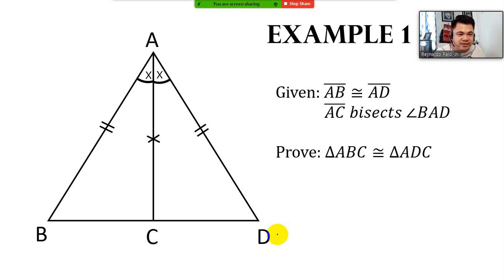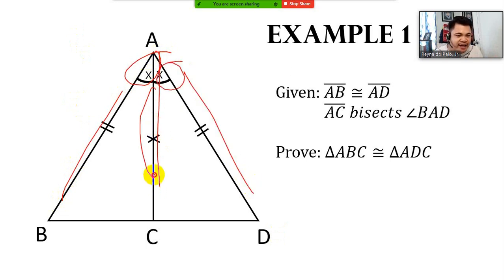Very good. It is what we call side angle side, or SAS. This will serve as your guide in proving. You have to make your assumption first. I'm not saying that this is the correct answer, but you have to make your assumption so that you will be guided when you write your reasons and the statements that you're going to use. Let's start.